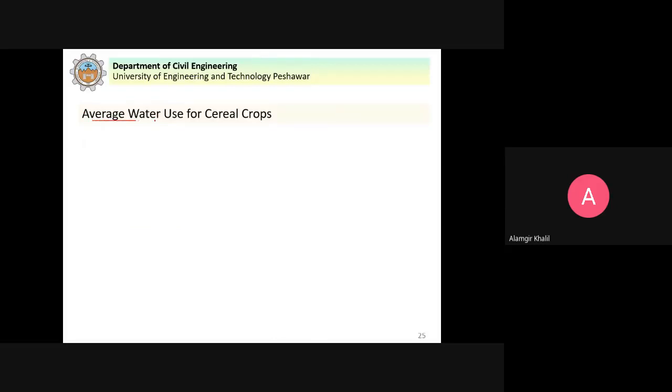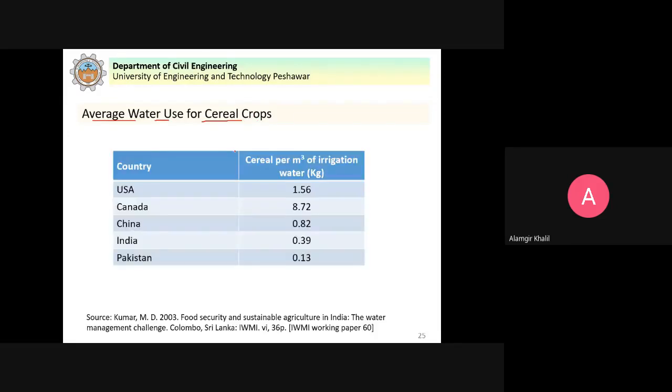Now, average water use for cereal crops, food and cereal crops. You can see here that in USA, they are producing 1.56 kg of food per cubic meter of irrigation water. Canada is producing 8.72 kg of food per cubic meter of irrigation water. If we compare the Asian countries, you can see that China is able to produce 0.82 kilogram of food per cubic meter of irrigation water.